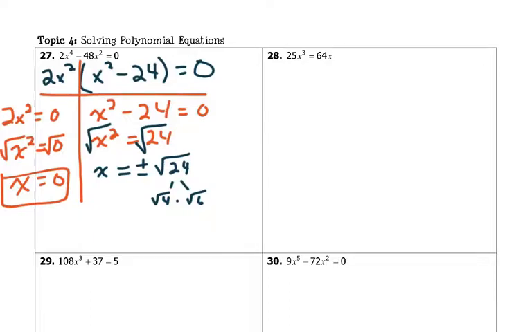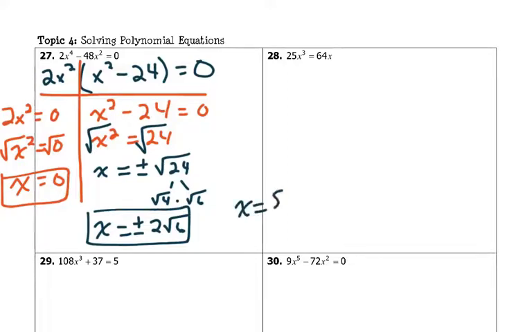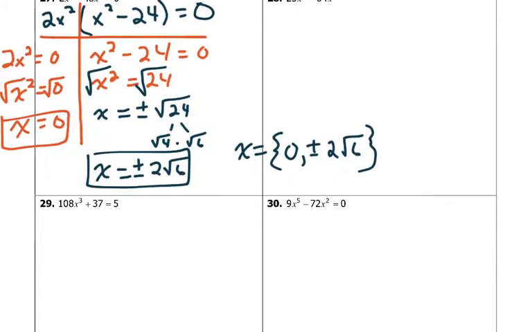So we can simplify this, right? This would end up being x equals plus or minus, what is the square root of 4? 2 times the square root of 6. Bada bing, bada boom. There's our 2 solutions. So we can write that out as x equals 0, comma, plus or minus 2 square root of 6. All right, 29.